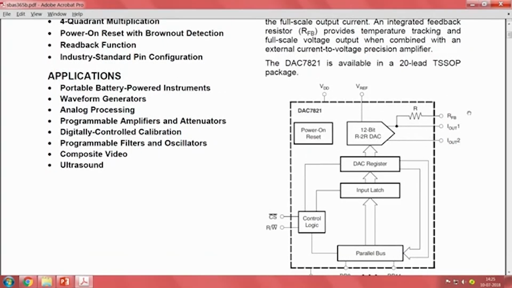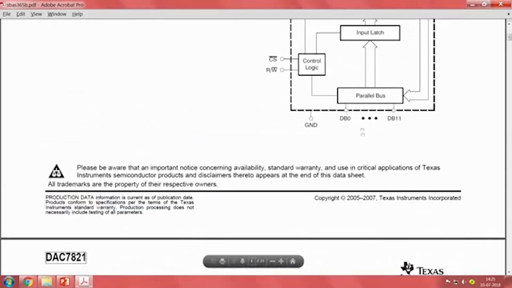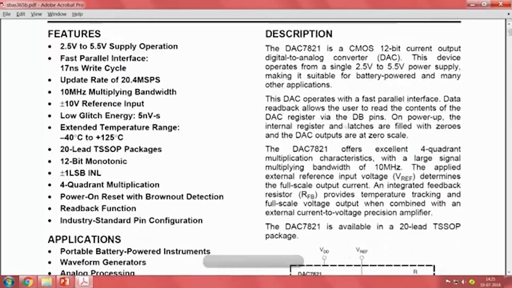So, if you connect a resistor on top outside that pin, you can actually see it as a voltage. Okay. So, that is the main thing. This is the first page of the data sheet, this is how it will look.